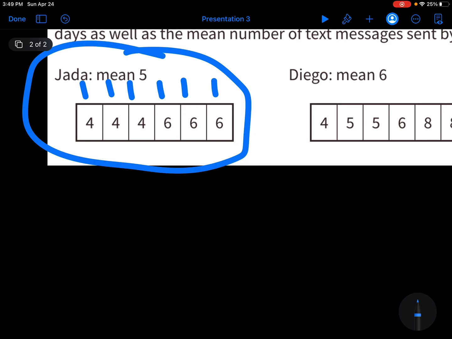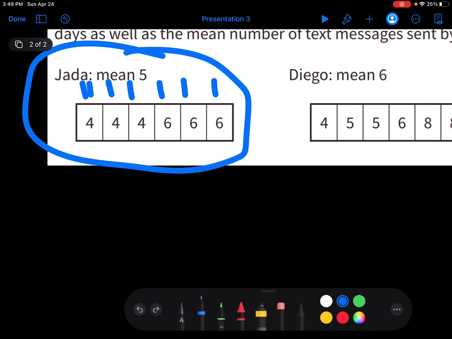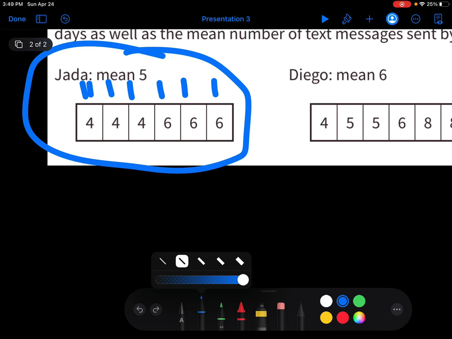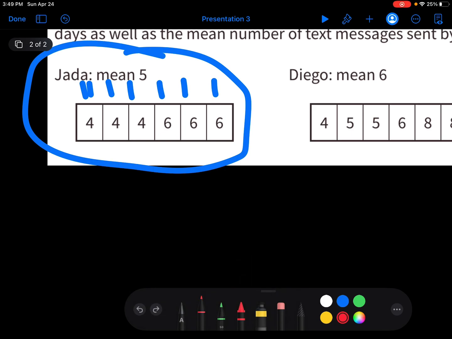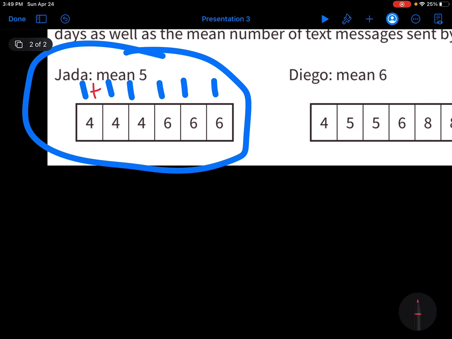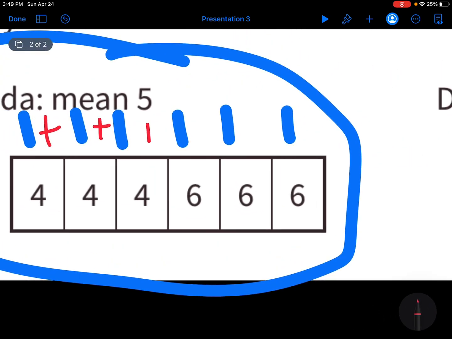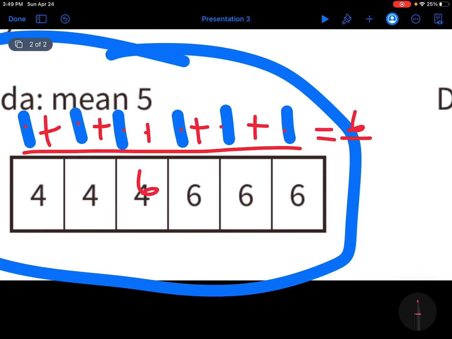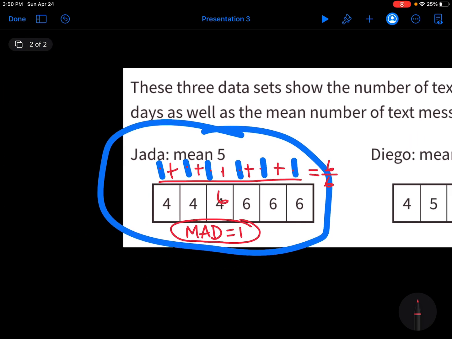Then I find the average of the deviations. So I'm going to add them all up, and I'm going to divide by the number of deviations. In this case, it's 1, 2, 3, 4, 5, 6. So 6 divided by 6 equals 1. So the MAD is 1. Mean absolute deviation is 1.